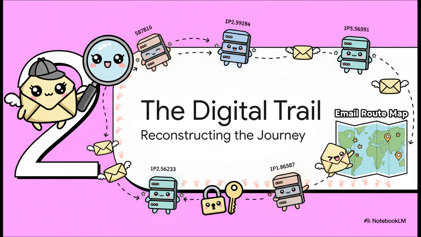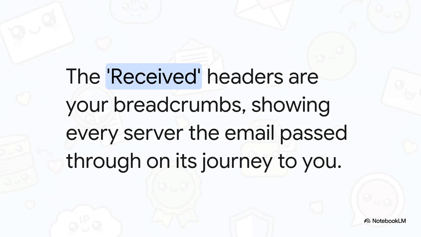All right, first things first. As a detective, our first job is to figure out the email's journey. Where did this thing actually come from? The header gives us a perfect step-by-step map to follow. The key clues we're looking for here are called received headers. Think of them like digital breadcrumbs. Every time an email jumps from one server to another, that server adds its own received line, leaving a perfect trail for us to follow back to the source.